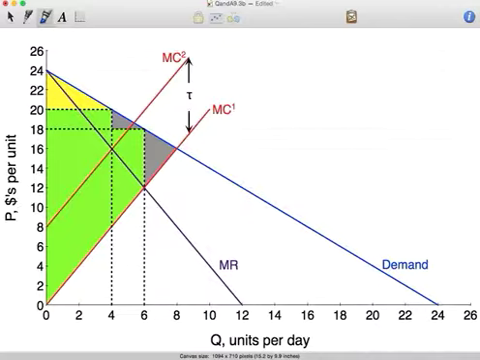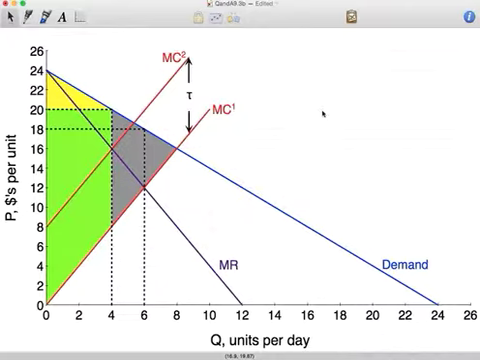So let me highlight that area so you can see that. Oh, didn't change the color like I wanted to. There it is. This is the area of deadweight loss that could be accounted for from the fact that a portion of producer surplus was destroyed.